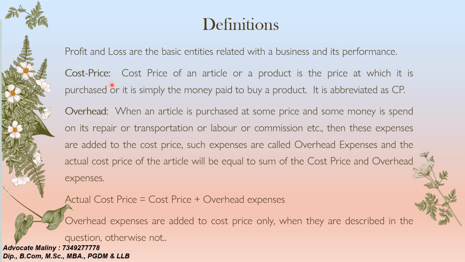Like for example, cost price. Cost price of an article is the amount you pay for purchasing a product. So that's called the cost price. If it is manufacturing, cost price will be the cost involved in manufacturing a product. We can abbreviate it as CP.